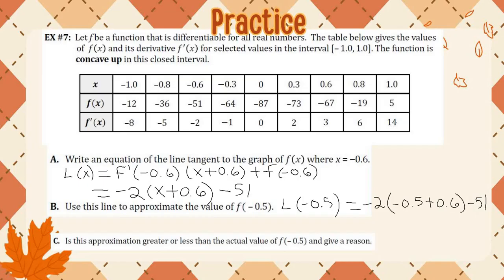Should we be able to do this one without a calculator? Depends on how awake we are. So what is negative 0.5 plus 0.6? 0.1. Okay, and negative 2 times 0.1. Minus 51. Negative 51.3. Oh yeah, we can't do this one in our head.